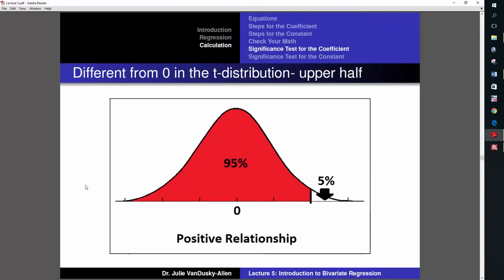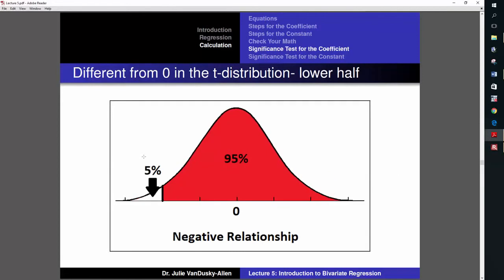When we expect a positive relationship between our independent and dependent variables, we expect our t-scores to be positively different from 0. We say that it is positively different from 0 if the t-score has an unusually high value, about 1.6 units above 0. When we expect a negative relationship between our independent and dependent variables, we expect our t-scores to be negatively different from 0. We say that it is negatively different from 0 if the t-score has an unusually low value, about 1.6 units below 0.